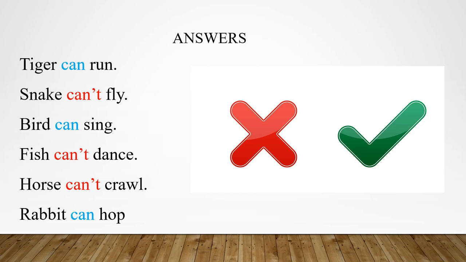Tiger can run. Snake can't fly. Bird can sing. Fish can't dance. Horse can't crawl. Rabbit can hop.